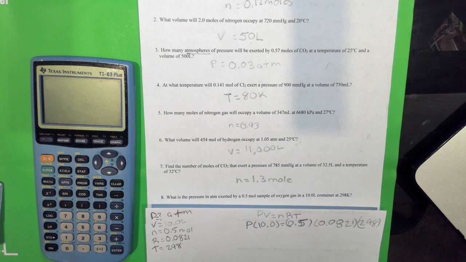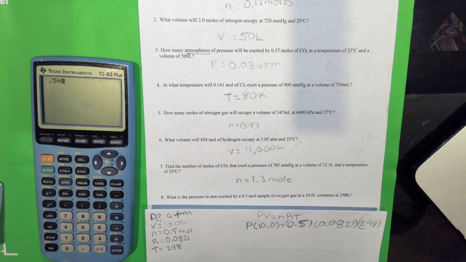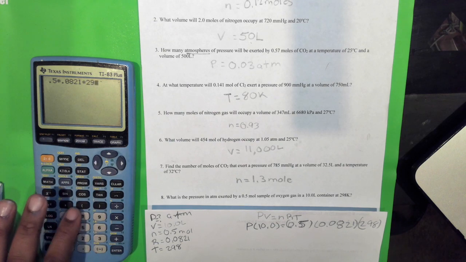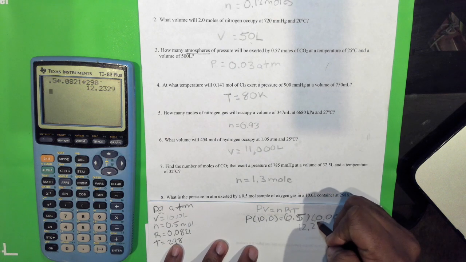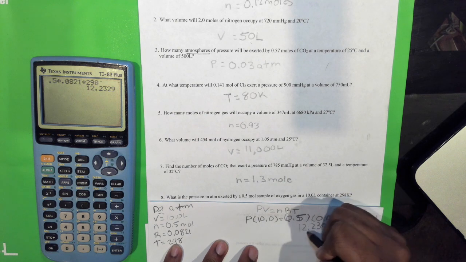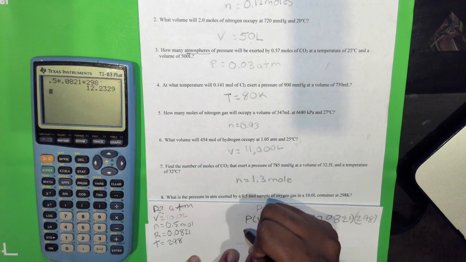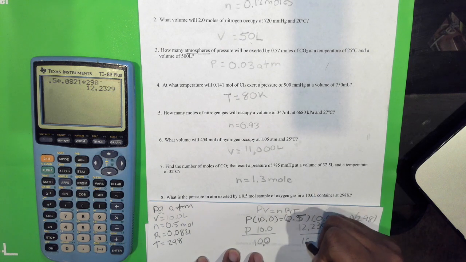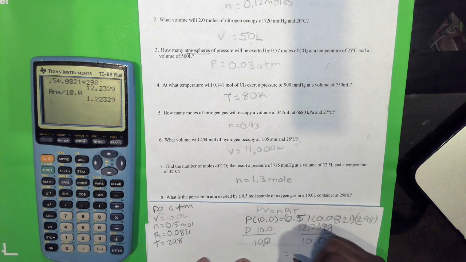What do I always do first? Multiply the sides. I'm going to multiply the right side first. This side is 12.2329. We want to get the P by itself, so both sides get divided by 10.